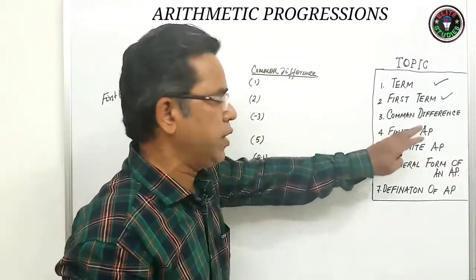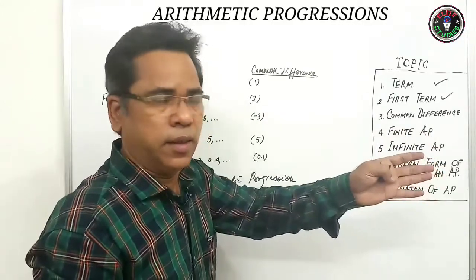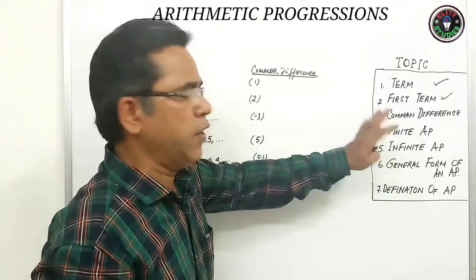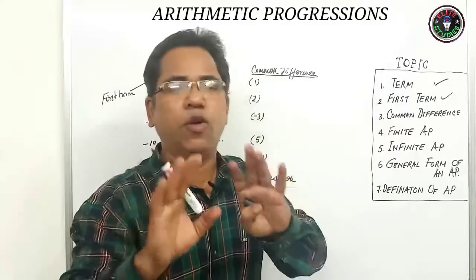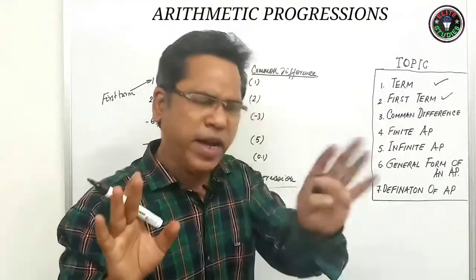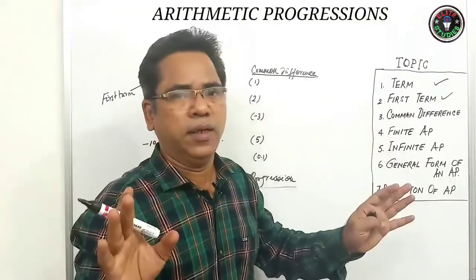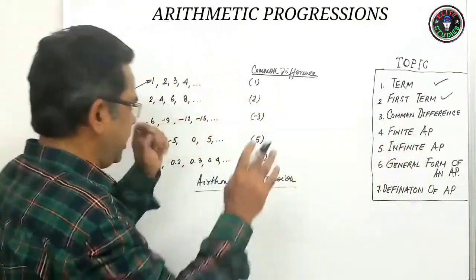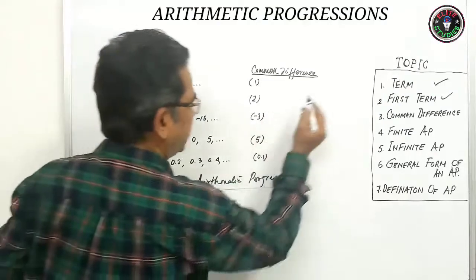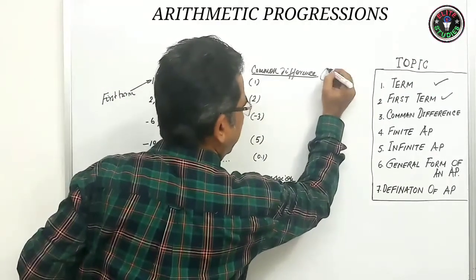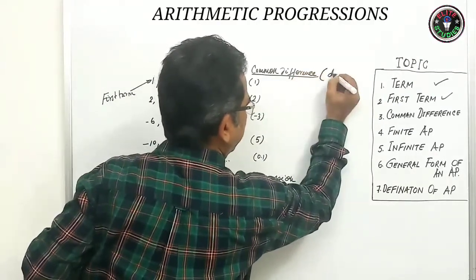You will get the definitions at the end of this class. So don't worry about the definitions, and also remember that nobody is ever going to ask for the definitions. Your concept should be clear. Common difference means it is a number. It is generally represented by small d.